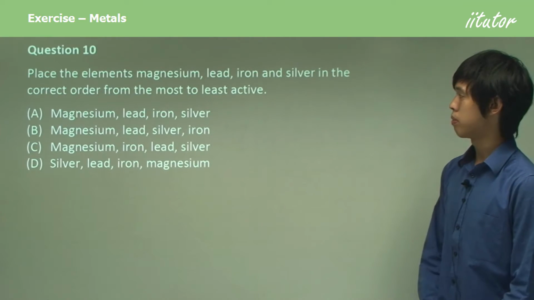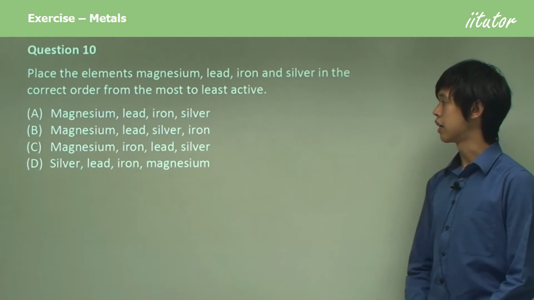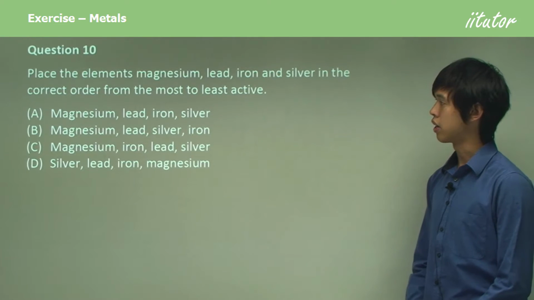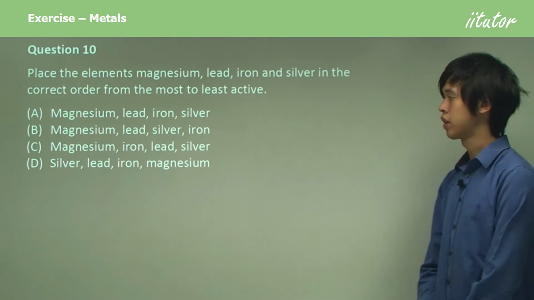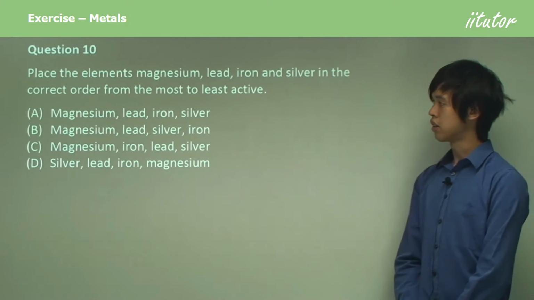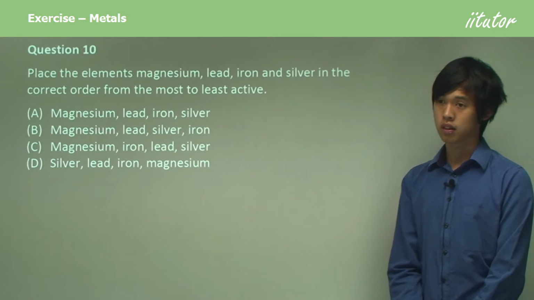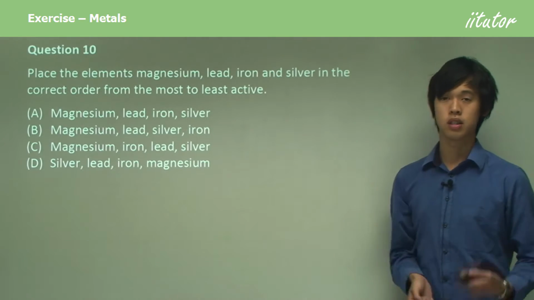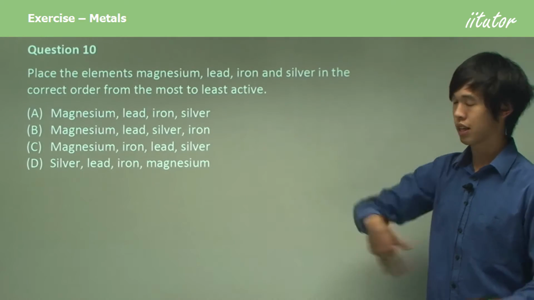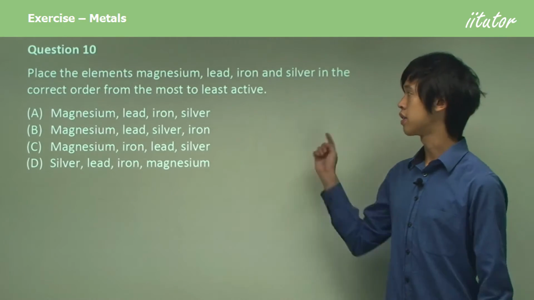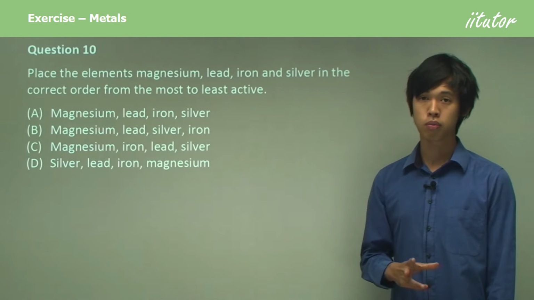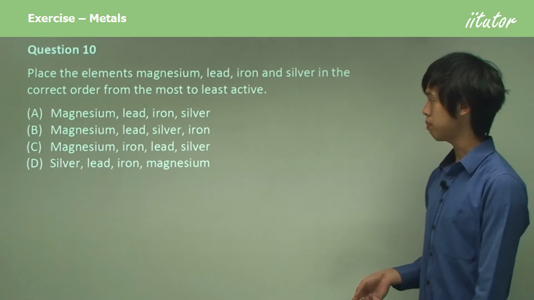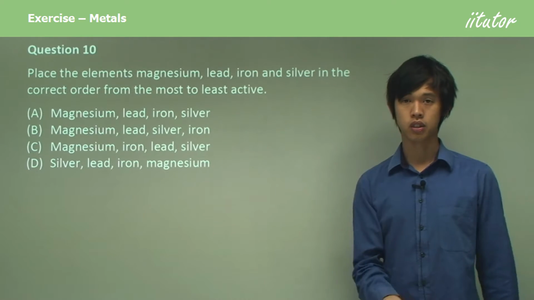Place the elements magnesium, lead, iron, and silver in the correct order from the most reactive to the least reactive. Okay, so straight away we can eliminate some of them by understanding the fact that silver is the least reactive out of all of these. And the reason I know that is because silver is the only one of these metals that can be found in its elemental form in nature. So that tells us that silver is the least reactive.